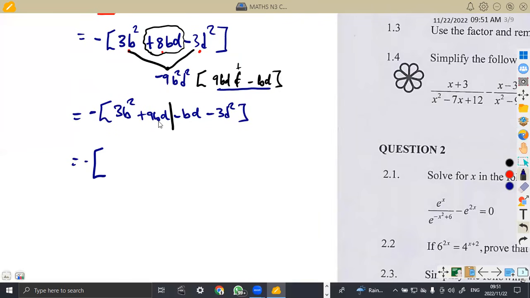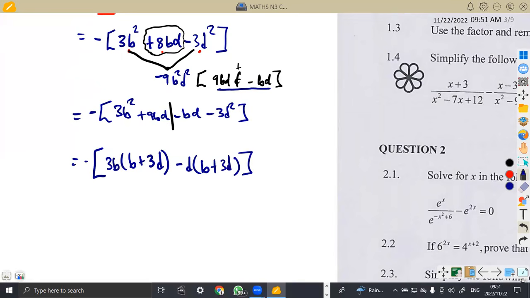In this case, 3b is common, so you can factor out 3b. 3b squared and 3b remain with b plus 9 divided by 3. That's 3b and b cancels. You remain with b. On the last 2 terms, we've got a negative which is common, and also d is common. So if we factor out negative d, this is going to be negative by negative, that's positive b. Negative and negative, that's positive 3d.